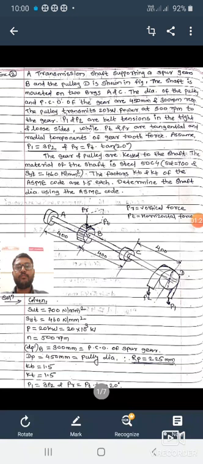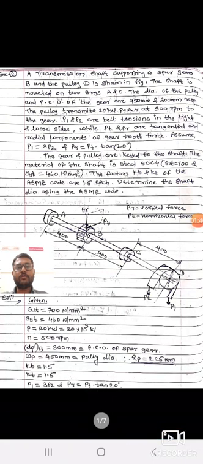The gear and pulley are keyed to the shaft. The material of the shaft is steel 50C4, that is ultimate tensile strength equal to 700 and yield strength equal to 460 Newton per mm square. The factors KB and KT of the ASME code are 1.5 each. Determine the shaft diameter using ASME code.